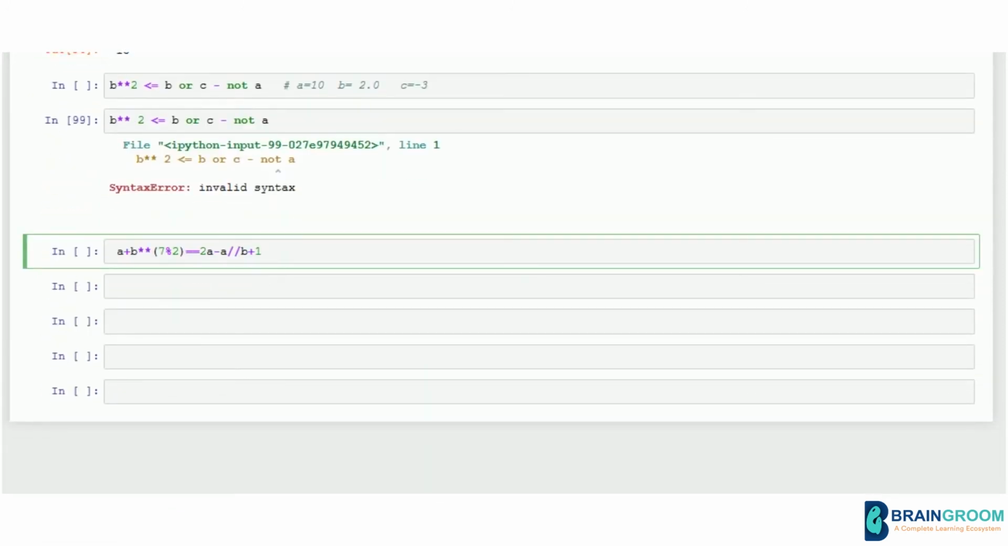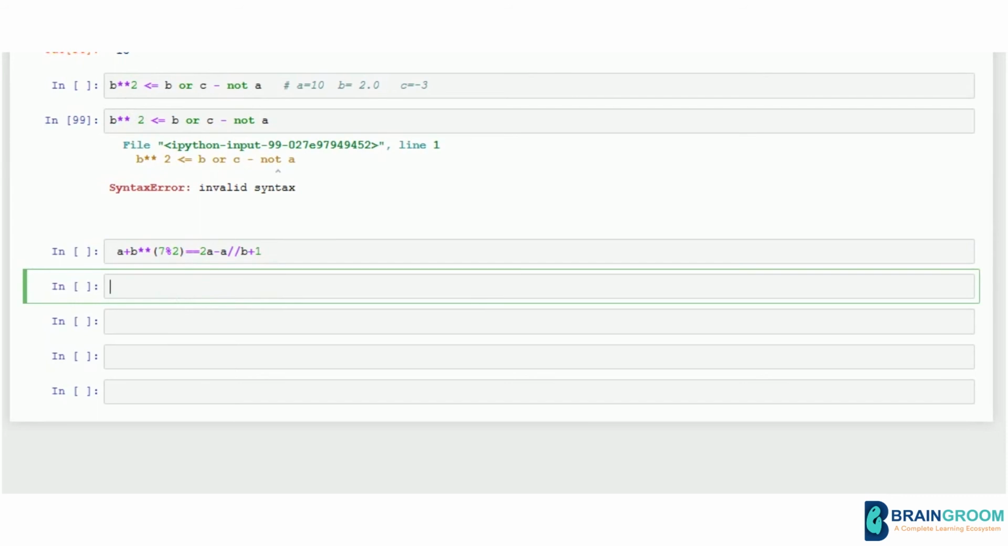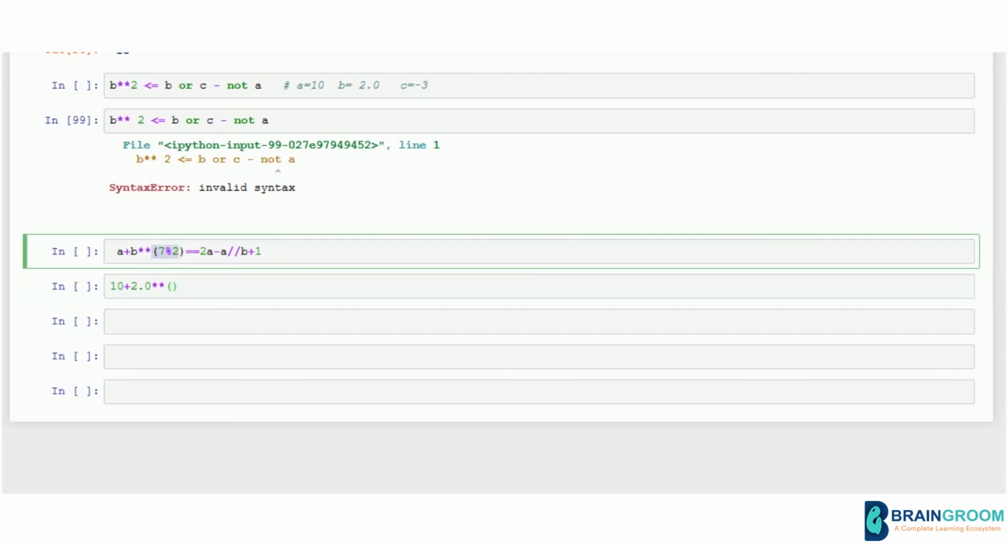So this is your next expression. We have 10 plus, again b is 2.0, power in 7 mod 2. You have brackets over here, so this gets executed first.